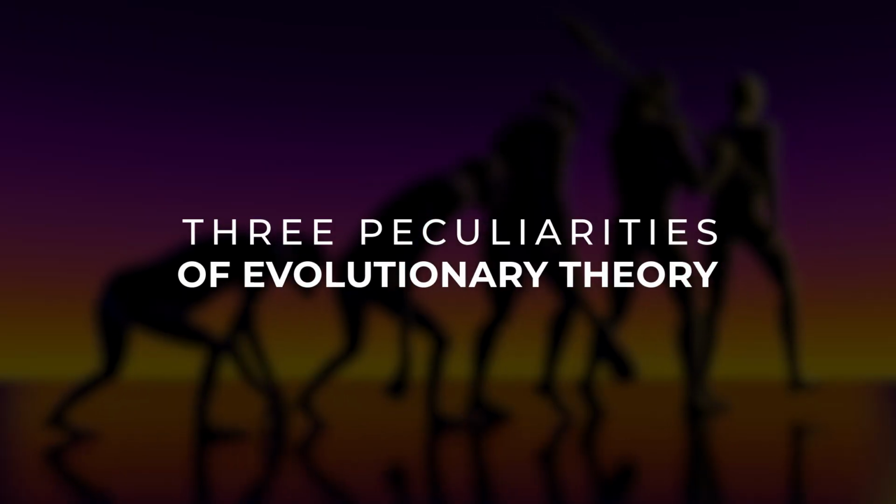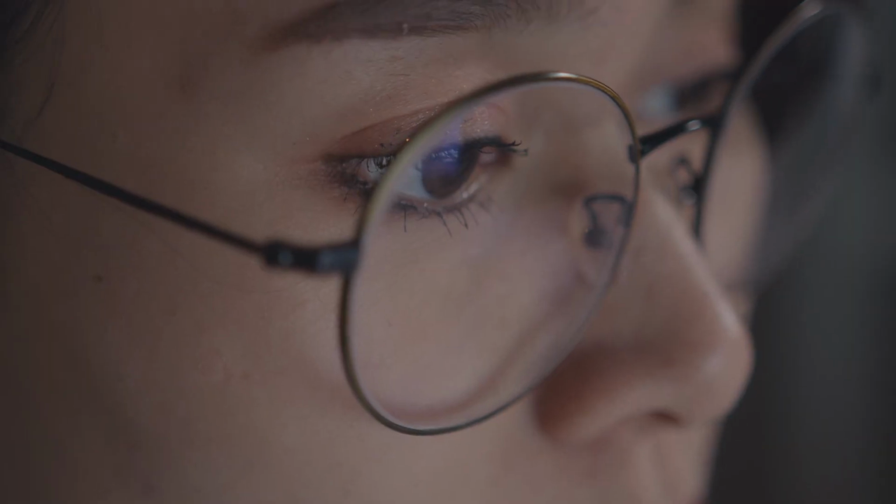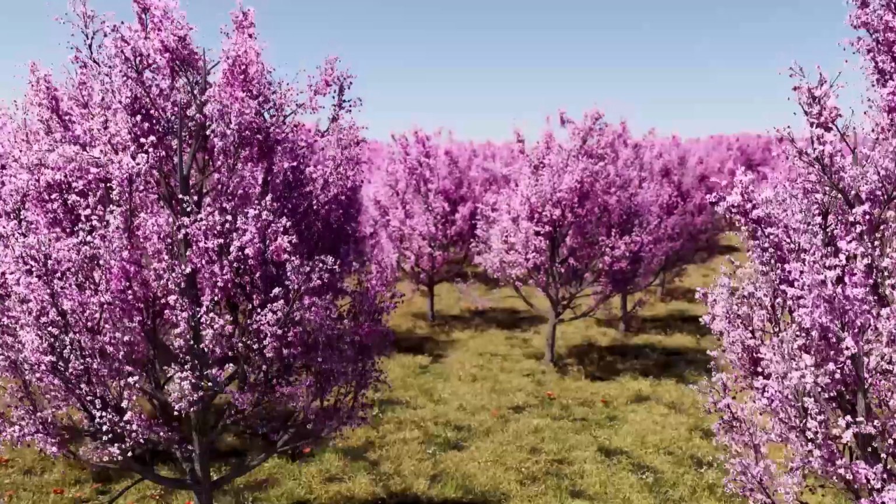In this video we will discuss three peculiarities of evolutionary theory: the Pea Paradox, group selection and convergent evolution. And you will see that discovering the meaning of biological life as a whole proves to be as elusive as the meaning of individual human existence.